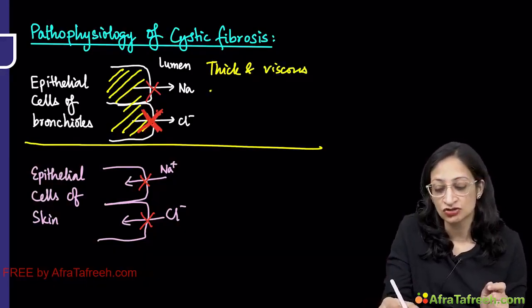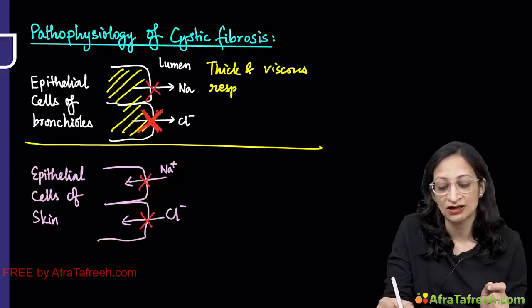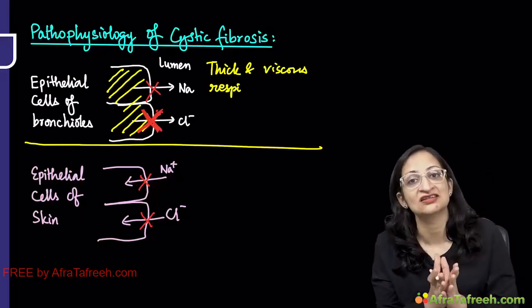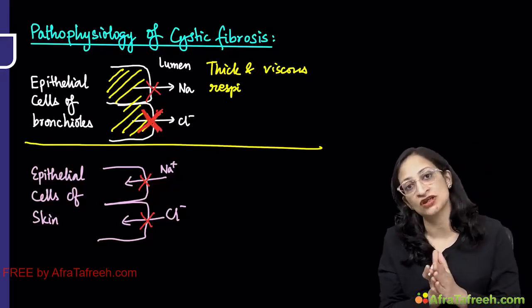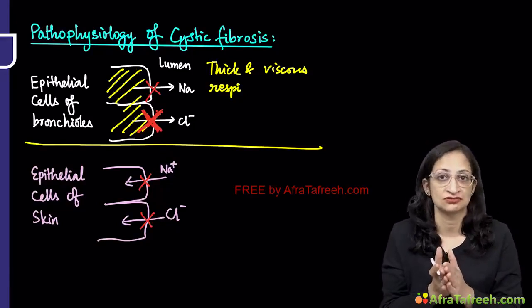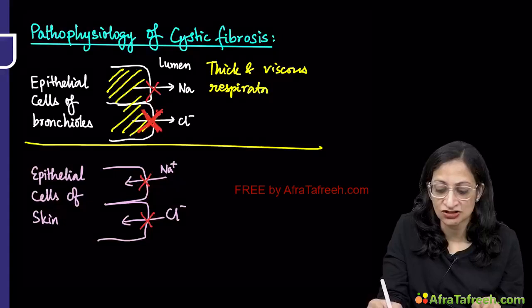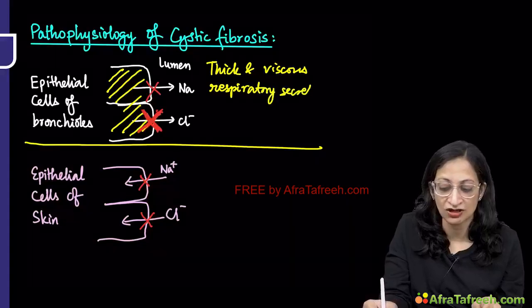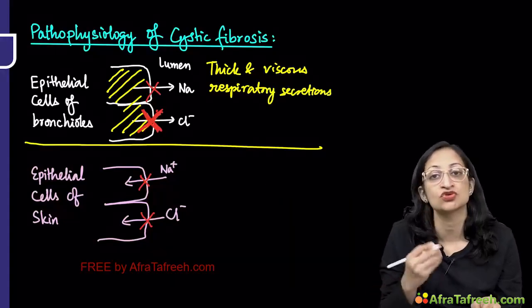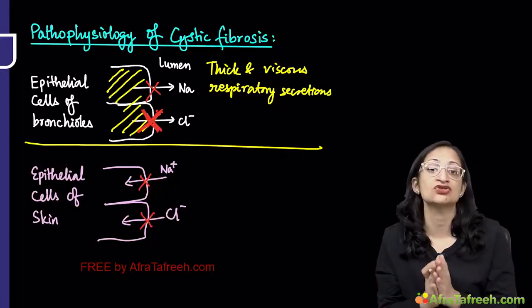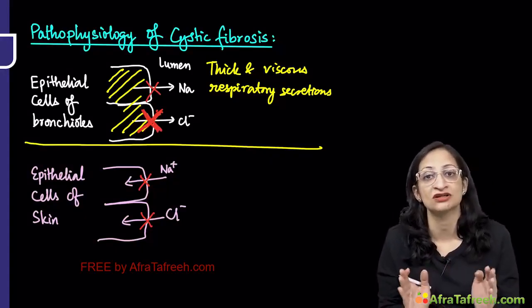Okay, so they are so thick and viscous that the bacteria get stagnated there. Initially there is colonization and later on infection, right? So thick and viscous respiratory secretions which cannot get cleared off from the airway get impacted there, become source of infections, leading to recurrent pneumonia and even bronchiectasis.